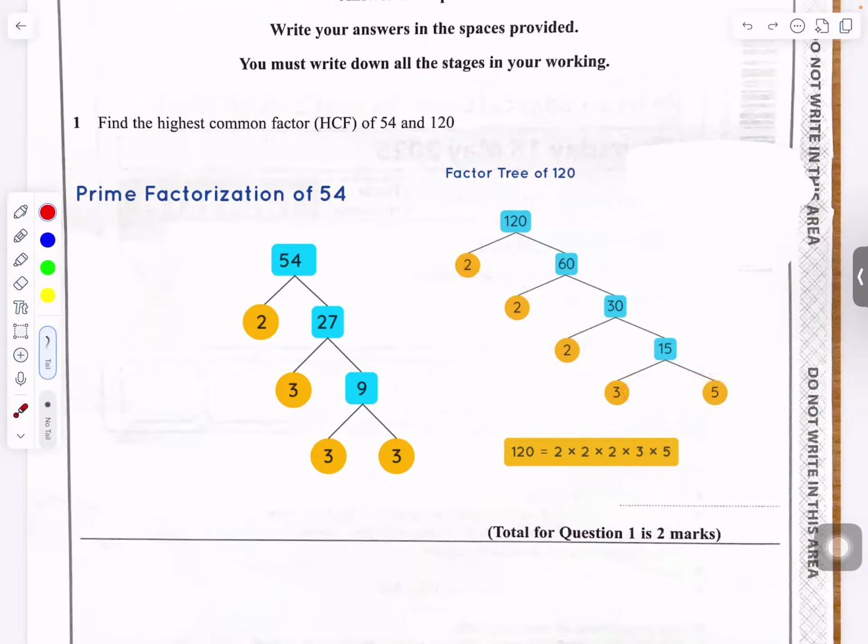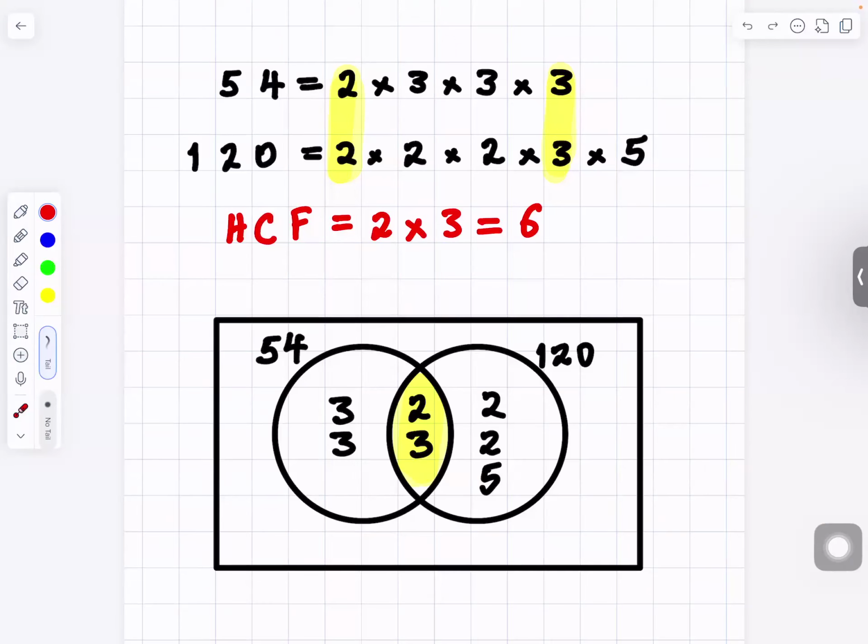Now you write them down neatly, and now you can start to choose which ones are common in both of them. So the prime factors of 54: 2 times 3 times 3 times 3, and the prime factors of 120. The yellow ones, I've highlighted yellow, are what is common to both of them. There's 2 and there's 3. So you multiply them together, the 2 times the 3, it gives you 6. And that 6 is the highest common factor.